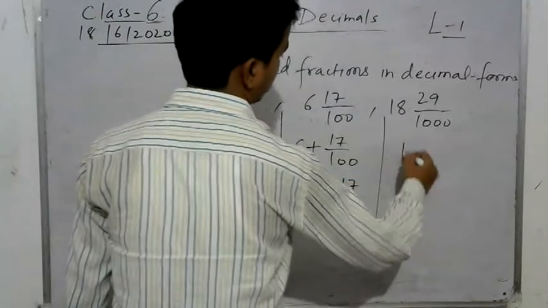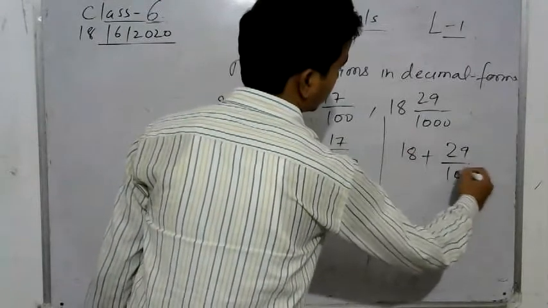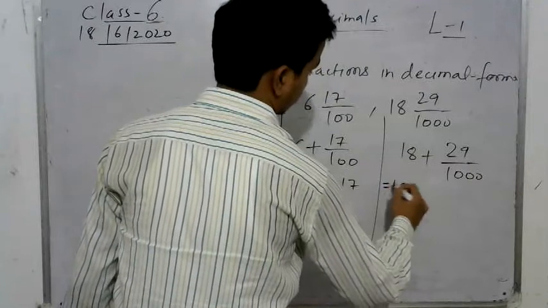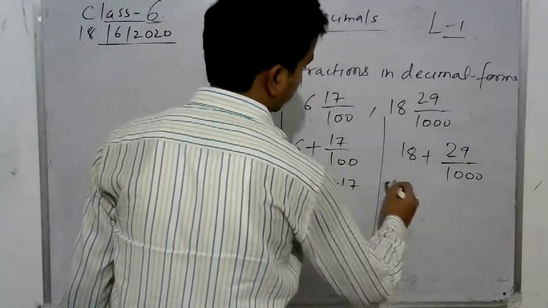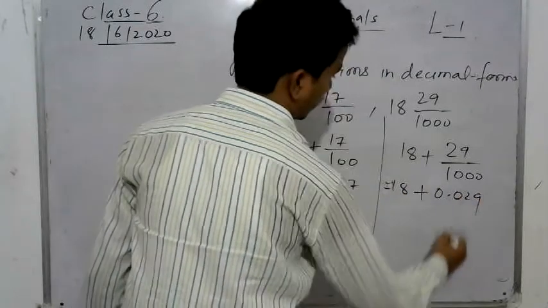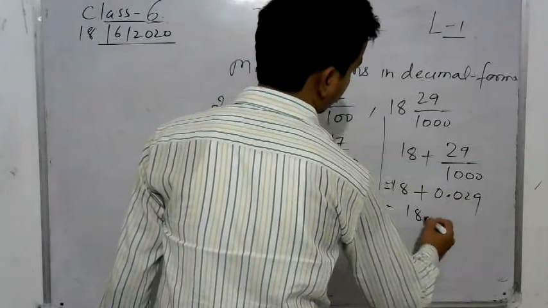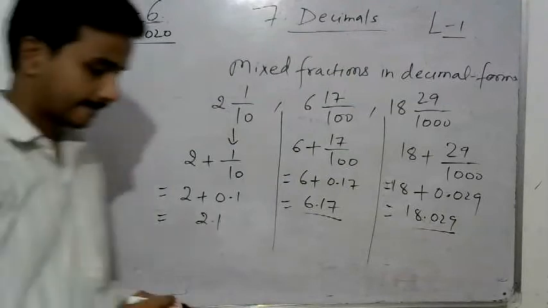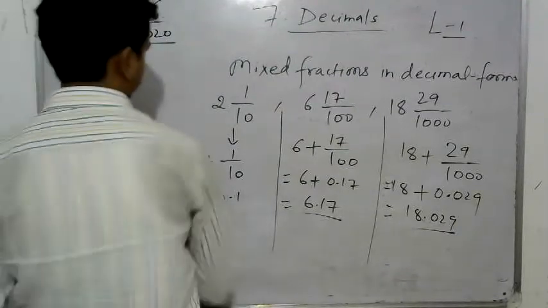Similarly, here I can write it as 18 plus 29 by 1000. So 29 thousandths will be equal to 0.029. So this will be equal to 18 plus 0.029, which is 18.029 in decimal form.